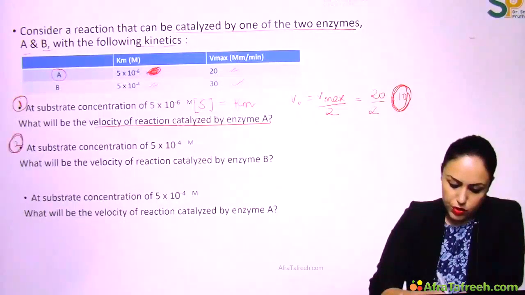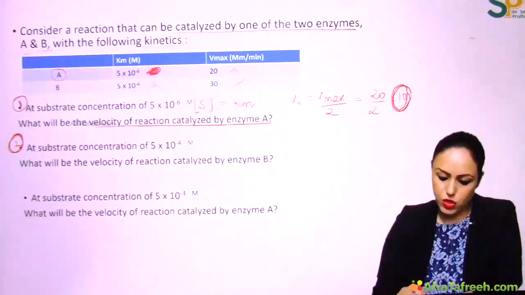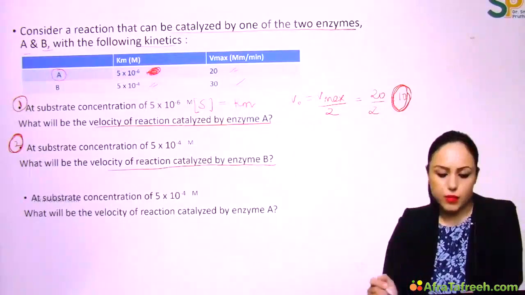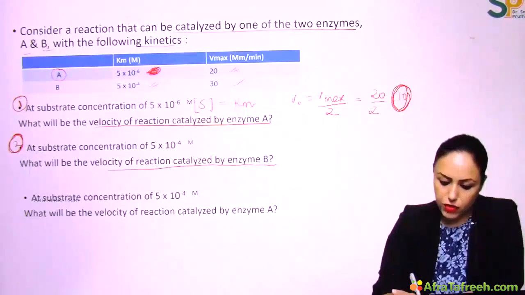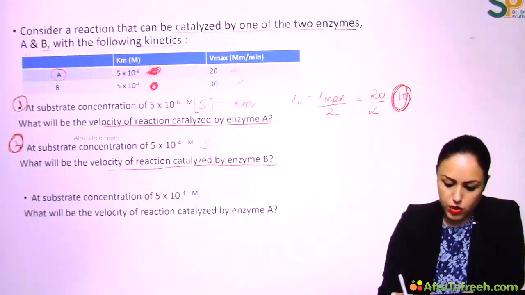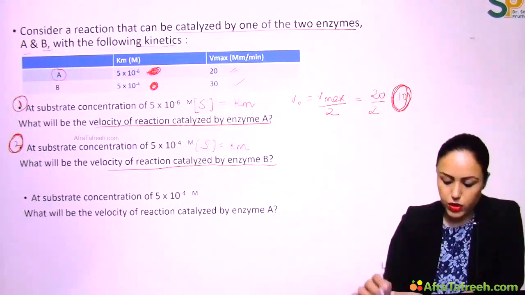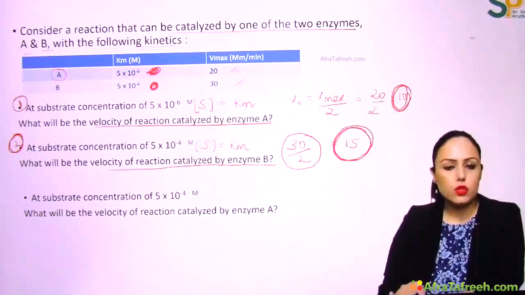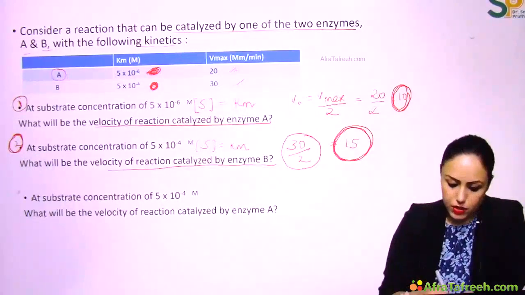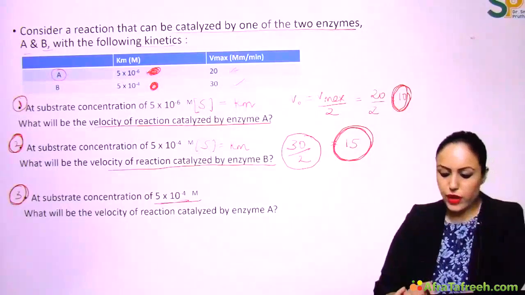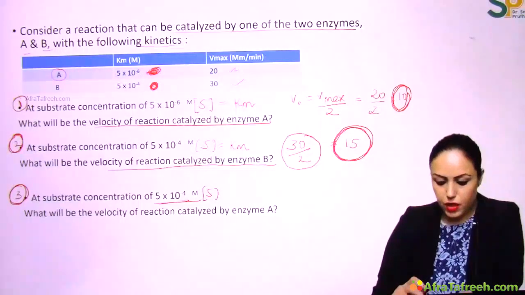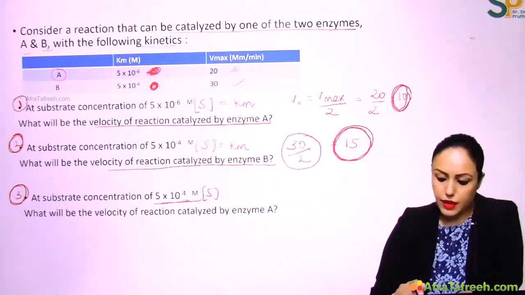Then question number 2, at substrate concentration of 5 into 10 to the power minus 4 moles, what will be the velocity of reaction catalyzed by enzyme B? So for enzyme B, 5 into 10 to the power minus 4 is what? Km. So here again substrate concentration is equal to Km. Velocity will be half of Vmax. Here Vmax is 30. 30 by 2, 15. 15 is the answer to this question. Then third question, at substrate concentration of 5 into 10 to the power minus 4, so this is substrate concentration. What will be the velocity of reaction catalyzed by enzyme A?